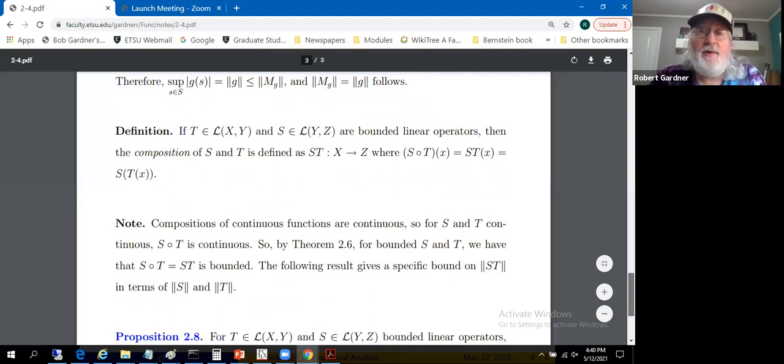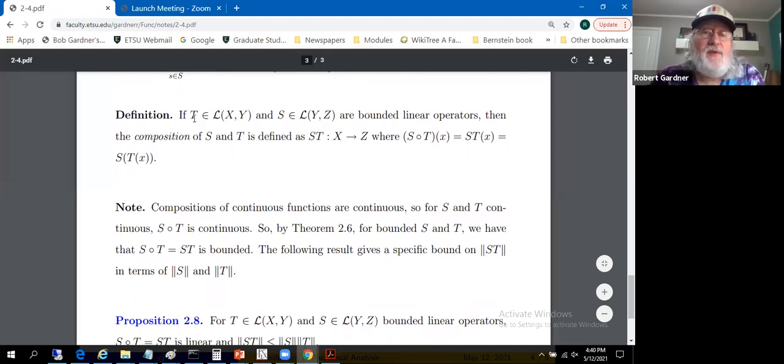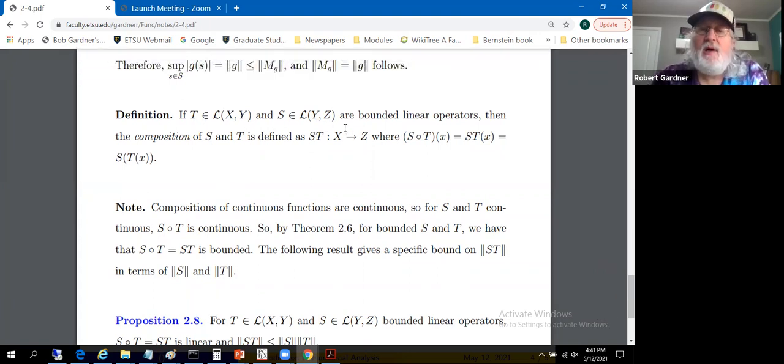Let's compose linear operators. If T is a linear operator mapping normed linear space X to normed linear space Y, and S is a linear operator mapping normed linear space Y into normed linear space Z, if these are bounded linear operators, then the composition of S and T is defined as ST mapping X into Z, where it's simply the composition S composed with T of a vector x, that is ST of x, this is notational stuff here, is computed as S of T of x.